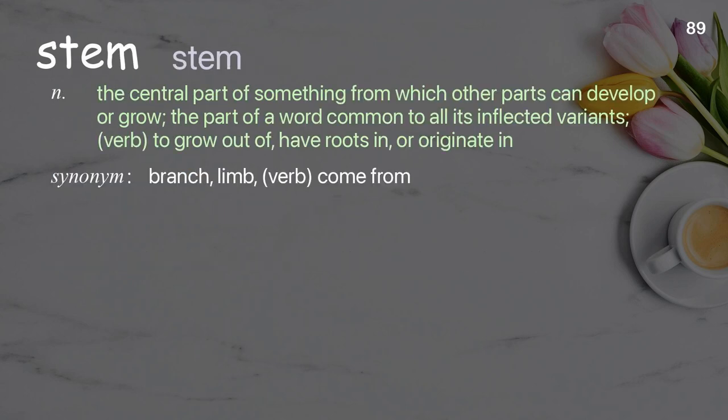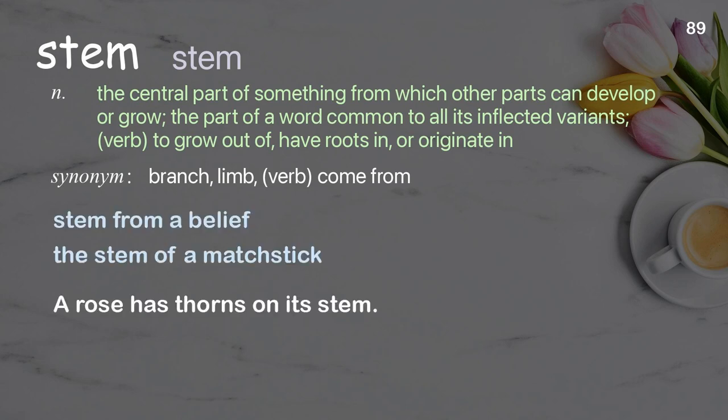Stem. The central part of something from which other parts can develop or grow; the part of a word common to all its inflected variants. Verb: to grow out of, have roots in, or originate in. Examples: stem from a belief, the stem of a matchstick. A rose has thorns on its stem.